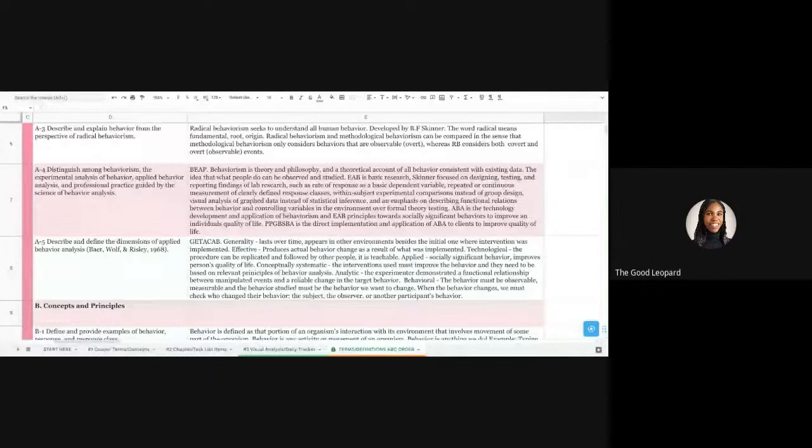Someone in this group gave me a really clever way of remembering covert and overt. When they said covert, like covered, like you can't see it. So covert means we can't observe it. And then overt is like you can observe.